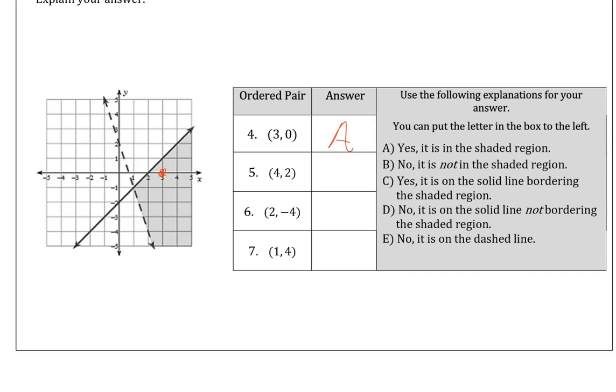The point 4, 12. This one's in the shaded region. We can be a little more specific. Yes, it is in the solid line bordering the shaded region. 2, -4. Now, remember, our dashed line is not a solution, so no, it is on the dashed line.